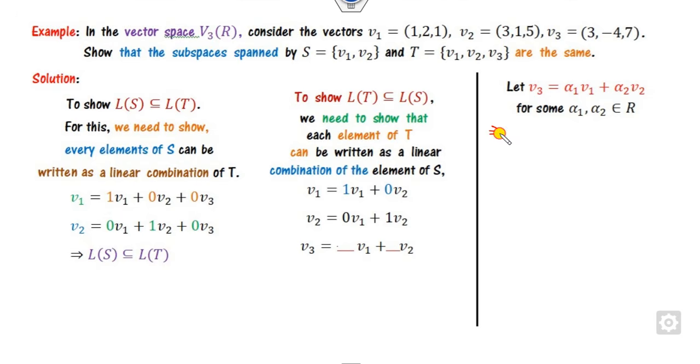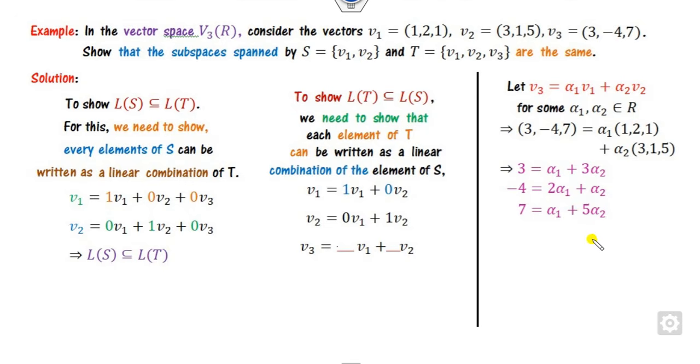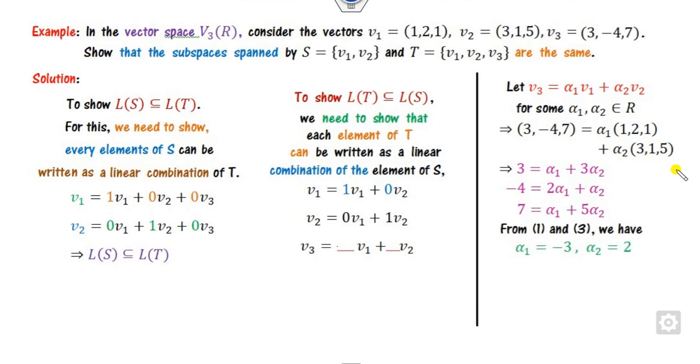You can substitute the values of V3, V1 and V2, and equate the coefficients. You can see this is 3 alpha 1 plus 3 alpha 2 and so on. Can you solve these two equations? You can easily solve them. From the first and the third, you can get the values of alpha 1 and alpha 2. If you substitute these values here, check whether it is satisfied or not. You can see minus 4, it is minus 6 plus 2. You can see this is satisfied. It means you can easily determine alpha 1 and alpha 2.